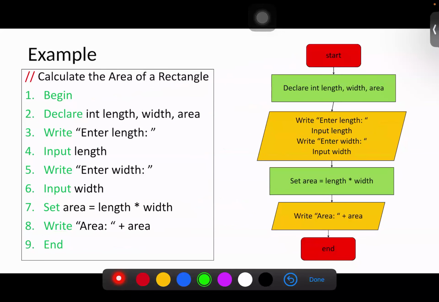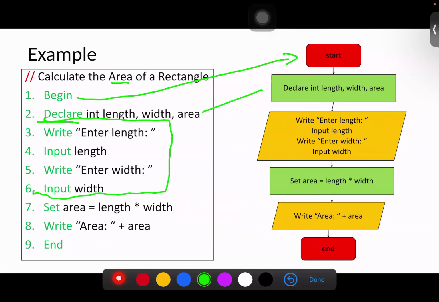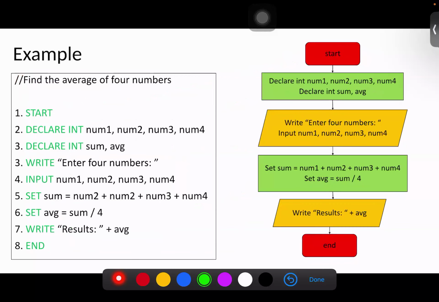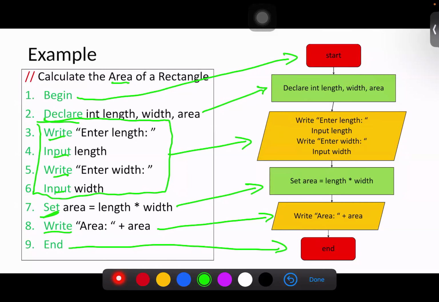Then another one over here, we are finding the area of a rectangle. So we see the terminator, declare is a process. We can see the write, all of this is the same shape because you see write, input, it's all parallelogram. Then set is a calculation, so you see process. Then write is an output, so you see the parallelogram. Then end is a terminator. So do you see that every line of your pseudocode has a corresponding relationship over here? Yes, sir. Okay. All you have to do is to remember that the shapes are just about 4 or 5.